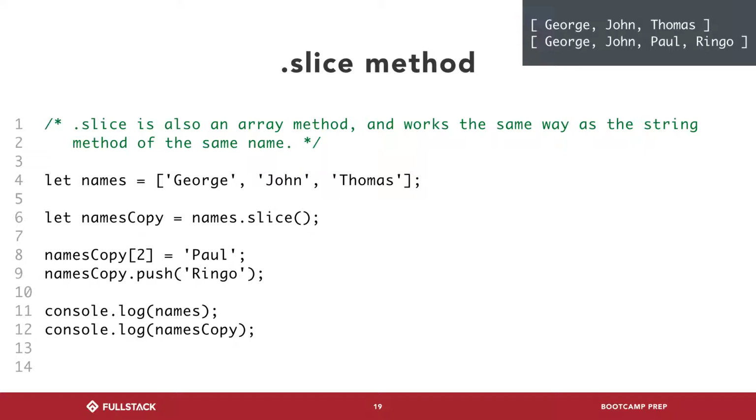And then the rest of this is just a few things we can do, right? We can copy it. You can use names copy. We can slice it, which makes a copy of the entire thing. We can then, in the copy, change the third element to Paul. We can add in wrangle to the very end. And when we console log it out, we'll see that the copy gets changed, but the original does not.